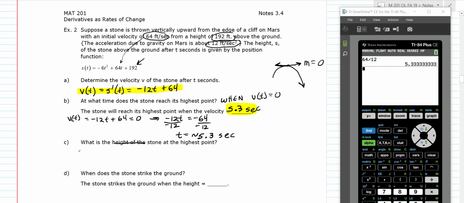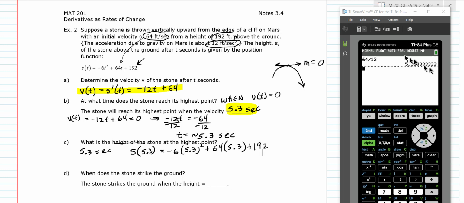Well, the highest point happened at 5.3 seconds. So what that means is we need to do s of 5.3. All right, because remember, the position function gives you the height of the object. So we figured out that it took this long, 5.3, to reach its highest point. So just plug into the function. So you'll have negative 6 times 5.3 squared plus 64 times 5.3 plus 192.